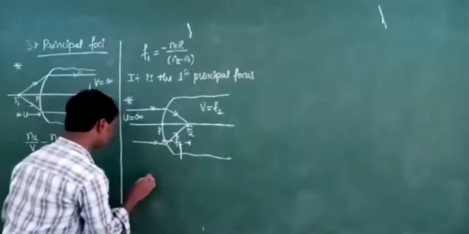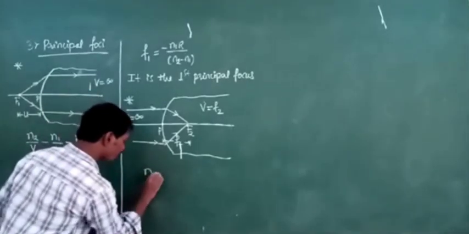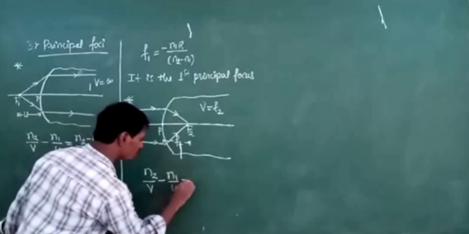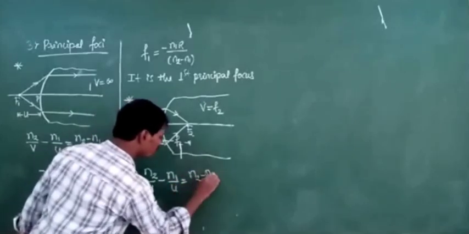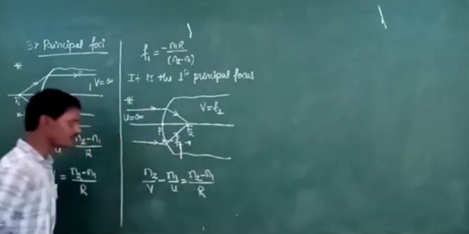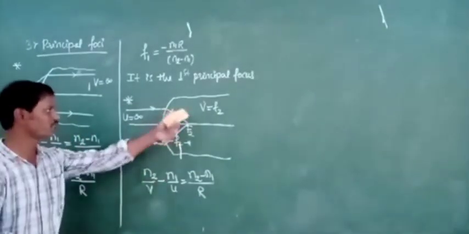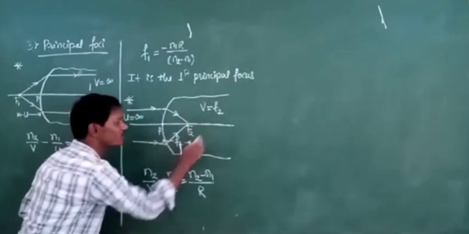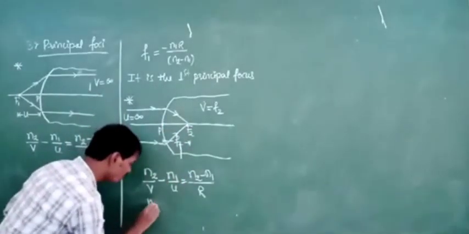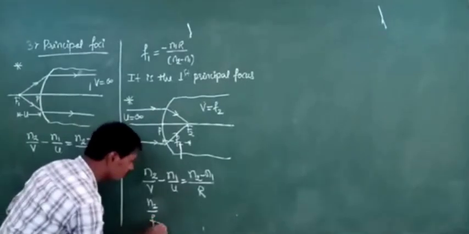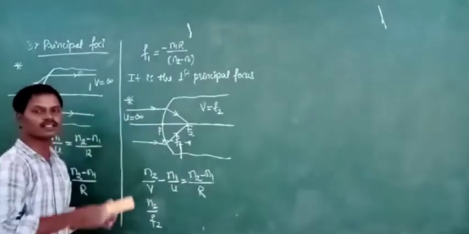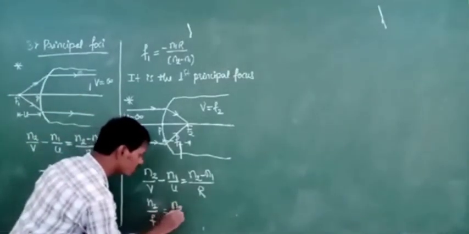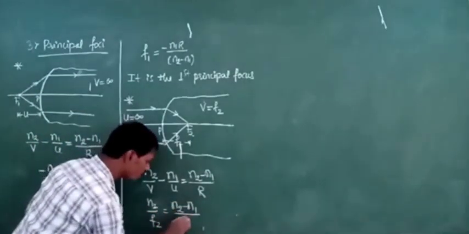Then again by using the relation, what is that relation? n2 by v minus n1 by u is equal to (n2 minus n1) divided by r. Substituting the values, what is v? V is nothing but f2, which is at the right side now, that is why it is positive. So n2 by f2, minus n1 by u. U is infinity. Any number divided by infinity is 0. So I will take (n2 minus n1) divided by r.